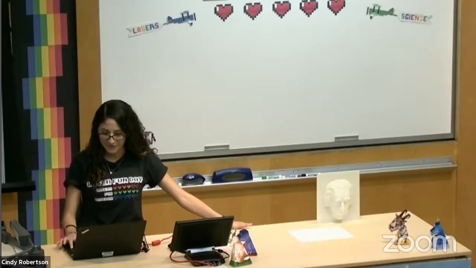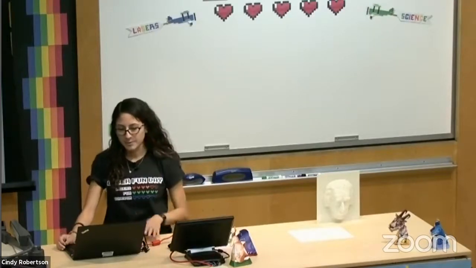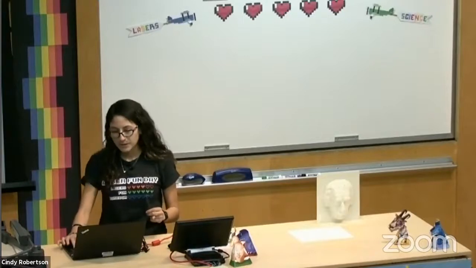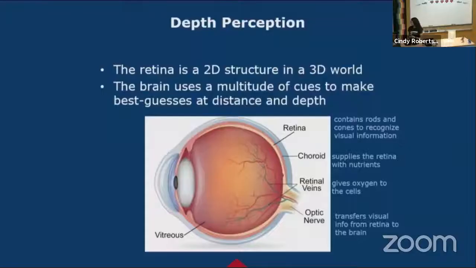So let's get started. In order to talk about depth perception, I want to first talk about what it is that's actually doing the perceiving. And that would be your eyes and your brain, along with other sensory aspects. So in this diagram that I have right here, I pointed out 4 specific features of the eye that I just want to talk about for a little bit.